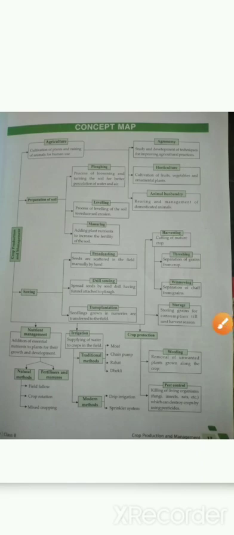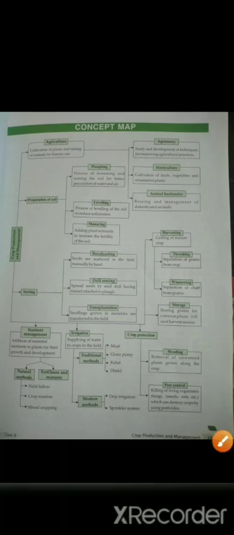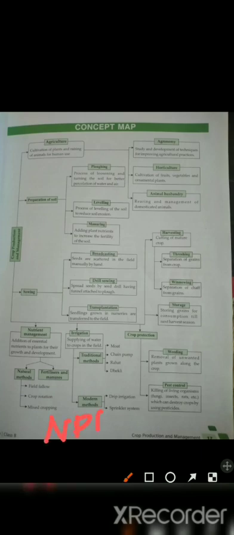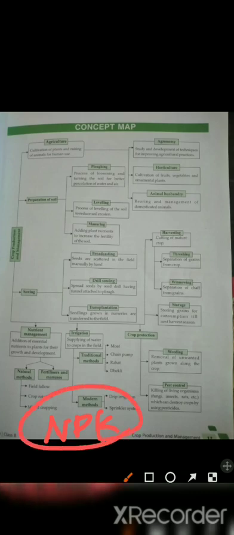Urea contains nitrogen, and NPK contains nitrogen, phosphorus and potassium, that means NPK. The most widely used fertilizers are NPK and urea. So these are the points you need to remember.